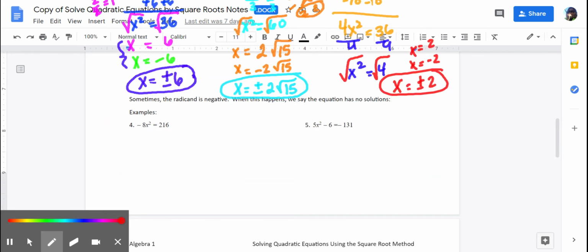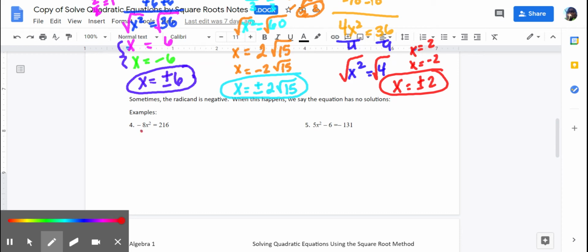Now, sometimes when we're solving these, we're going to end up having a negative in the radicand, or in the radical. And when this happens, we're going to say that this equation has no solutions, because when you type this into the calculator, it's going to tell you domain error. That's going to be something you deal with complex numbers in another class. So we look at number 4.